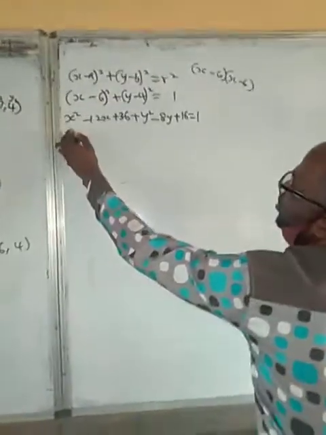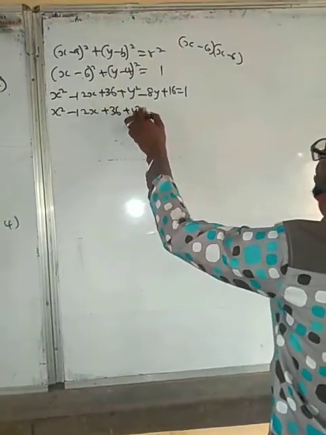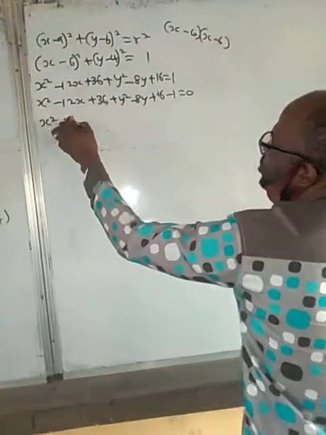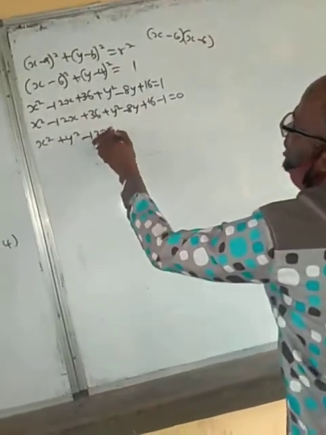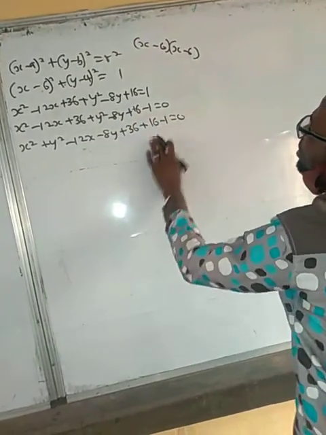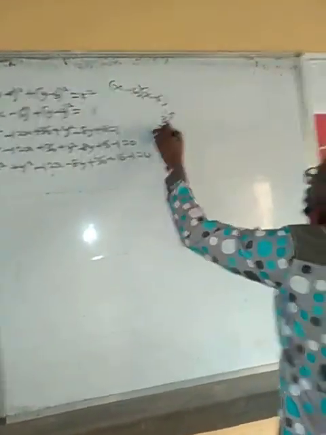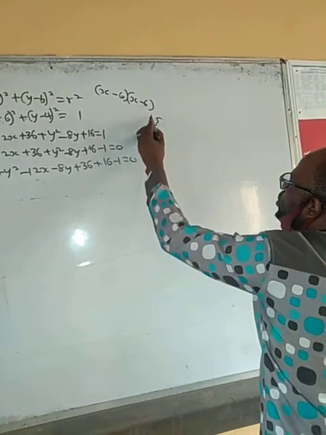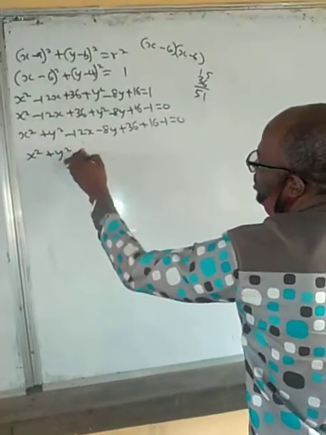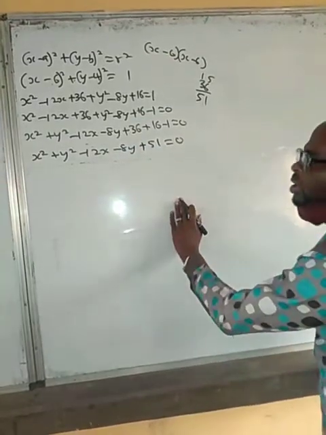So from here, x squared minus 12x plus 36 plus y squared minus 8y plus 16 minus 1 is 0. So x squared plus y squared minus 12x minus 8y plus 36 plus 16 minus 1 is 0. So 16 minus 1 gives 15. So 15 plus 36 is 51. So we have x squared plus y squared minus 12x minus 8y plus 51 is 0. This is the equation of the circle.